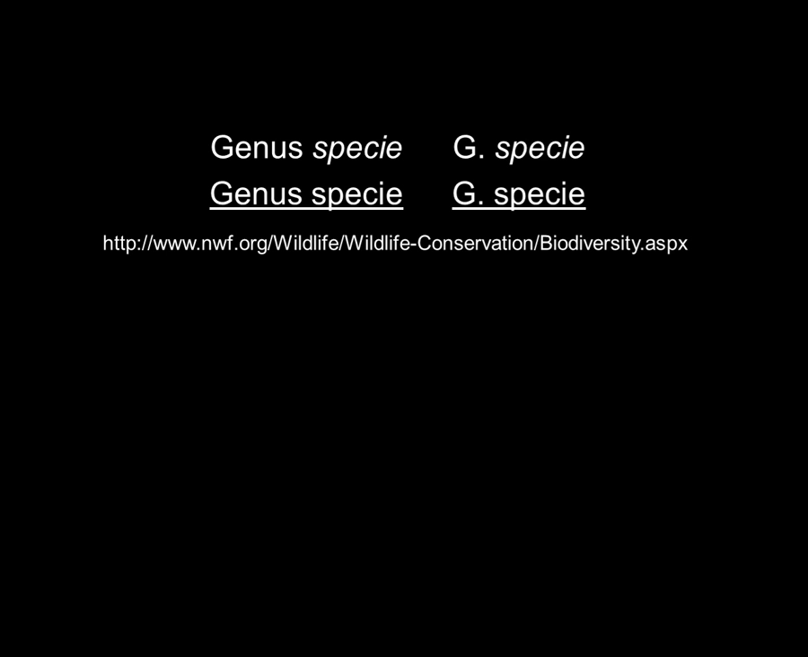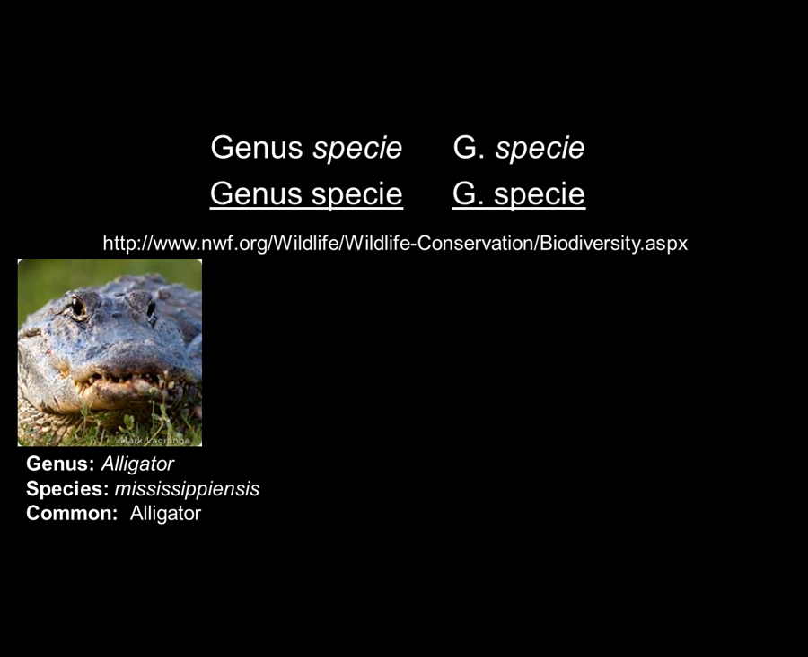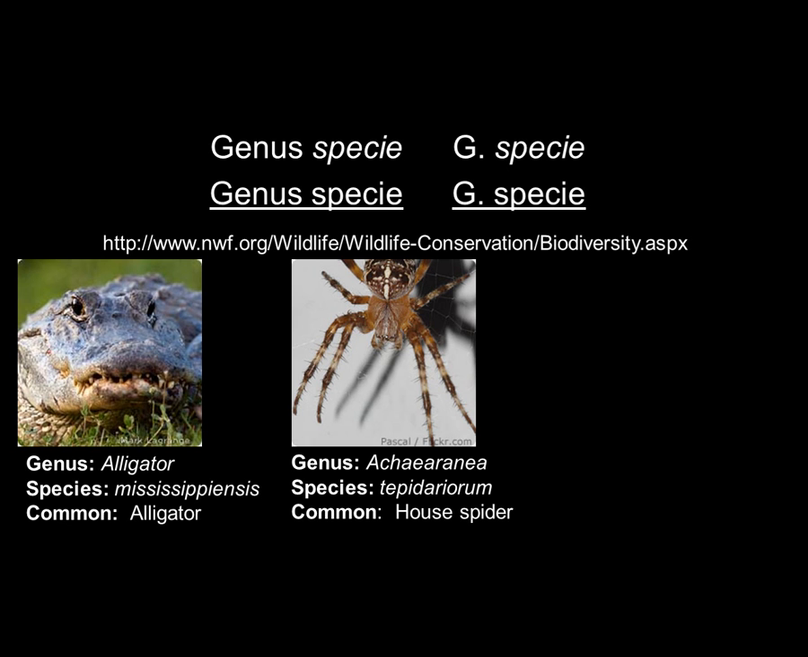Some other examples include, right, the alligator. Well, its genus is appropriately called Alligator. So that one's easy. I'm not even going to try to mispronounce that, but that one must be from Mississippi, right? I was trying to make it sound fancy. Like a house spider, genus and species.